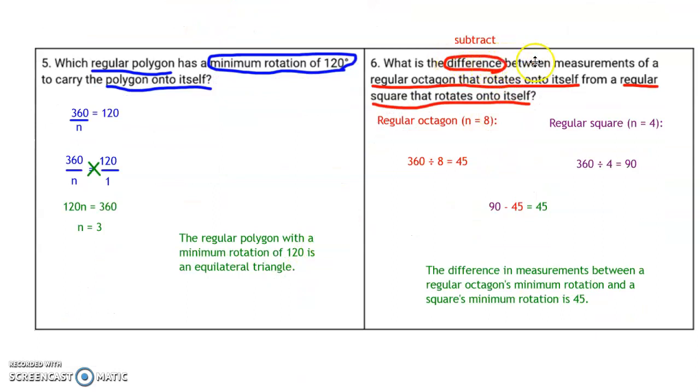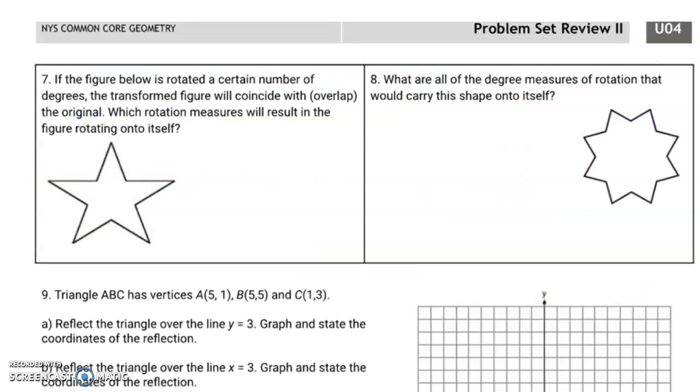We're looking for the difference here between the measurements of the regular octagon's minimum degree of rotation and a regular square's minimum degree of rotation. That means I solve for an octagon, that's 45. I solve for a square, that's 90, and difference means subtract, so I subtract the 2. Excellent. The next page is here.